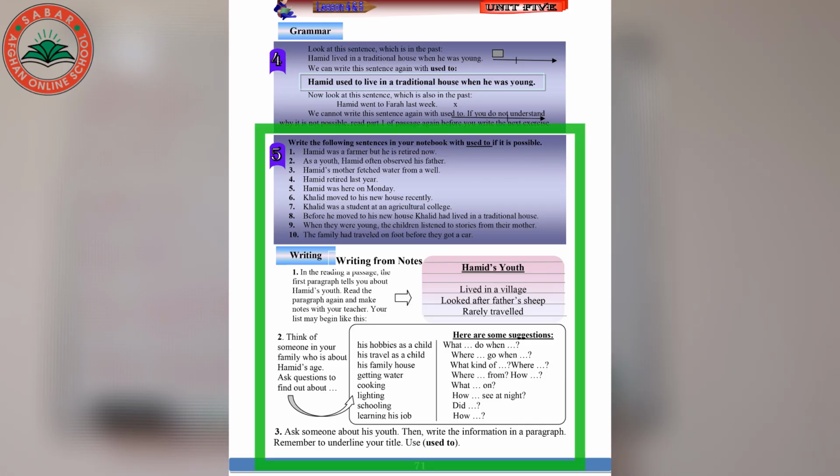Number 3. Hamid's mother fetched water from a well. Hamid's mother used to fetch water from a well. Number 4. Hamid retired last year. So this is not a way to change it. We cannot say Hamid used to retire last year.